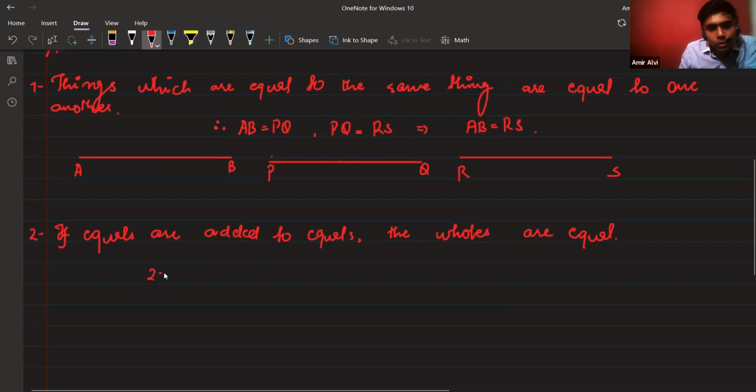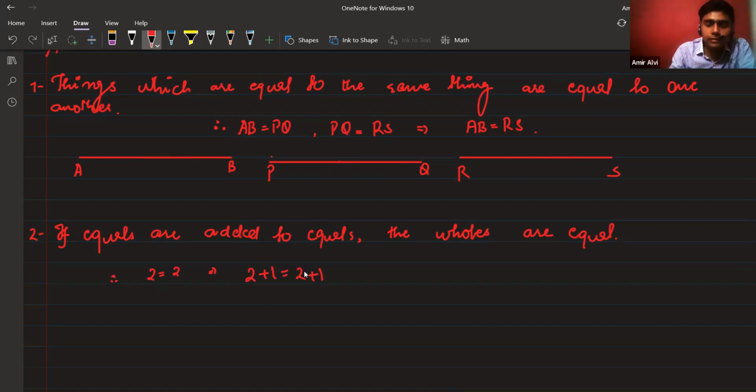Basically, if 2 is equal to 2 and I am adding 1 on both sides, I have told you that we can play with maths. We can add 1 to both the sides. So this will be equal to 3. Now, Simrat, tell me, 3 is equal to 3, true or false? Yes, it's true. So that's the second axiom. Is this clear? Yes.